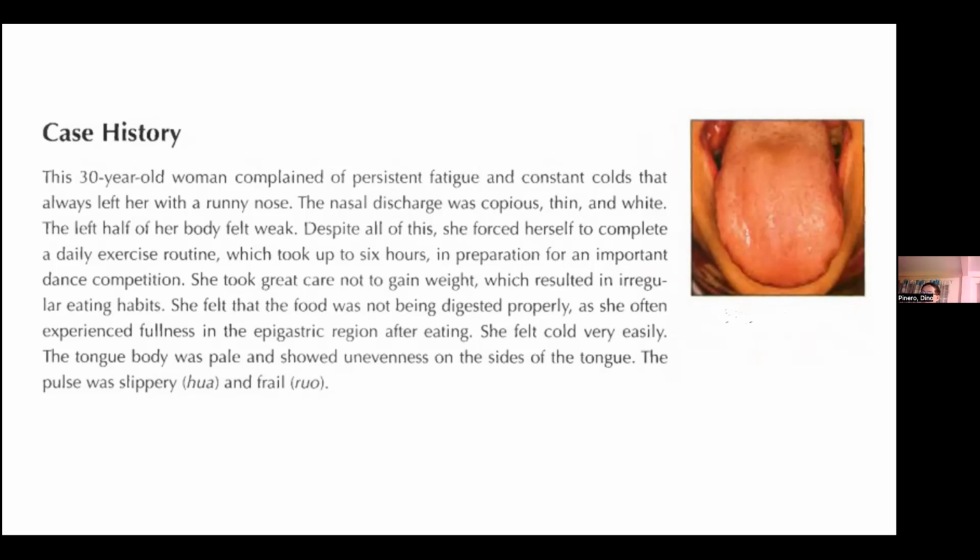She took great care not to gain weight, which resulted in irregular eating habits. She felt that food was not being digested properly, as she often experienced fullness in the epigastric region after eating. She felt cold very easily. The tongue body was pale and showed unevenness on the sides of the tongue. The pulse was slippery and frail. Okay?